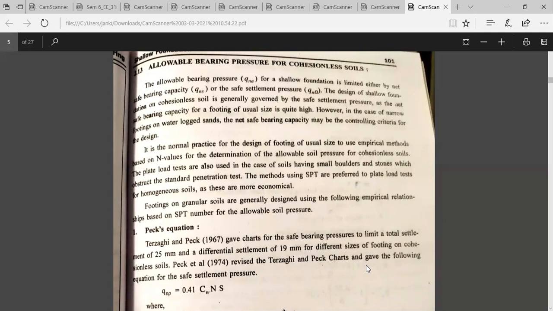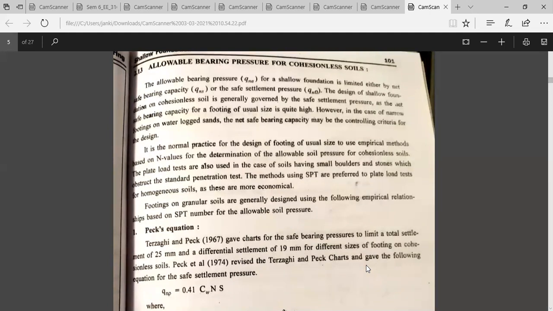So in the case of narrow footing on a waterlogged sand, right? The net safe bearing capacity may be the controlling criterion of the design. In normal practice, for the design of footing of usual size, empirical methods based on the N values are used for the determination of allowable soil pressure for cohesionless soils. The plate load tests are also used in such cases, having small boulders and stones which obstruct the SPT test.